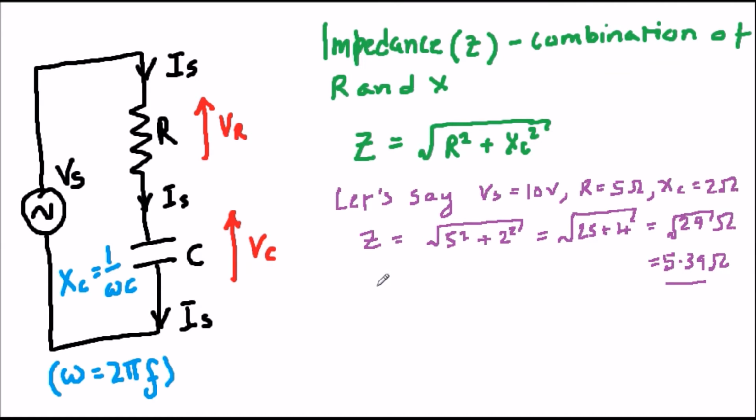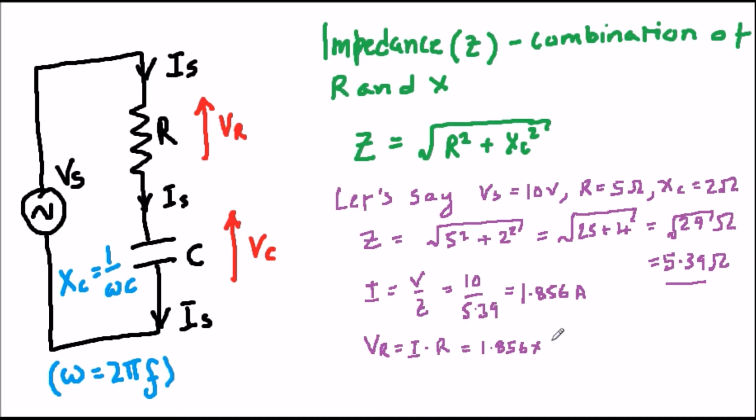Now we are in a position to calculate the current through the circuit using I equals V over Z, Z being the impedance, which is equal to 10 divided by the square root of 29, which is equal to 1.857 approximately. And so, having worked out the current which is flowing through all the components, we can work out the voltage across them. The voltage across a resistor is simply given by V equals IR, and across a capacitor by Vc is equal to I times Xc.